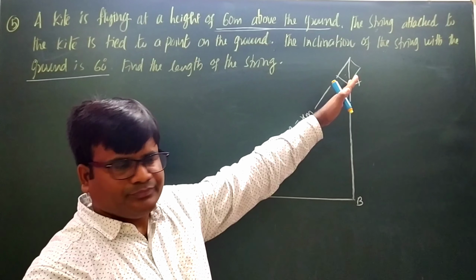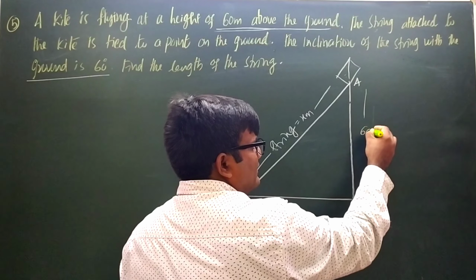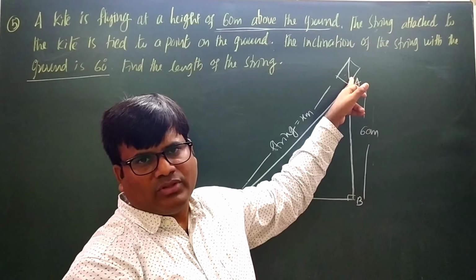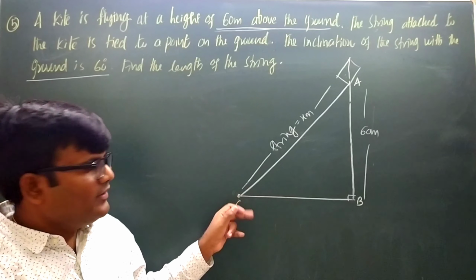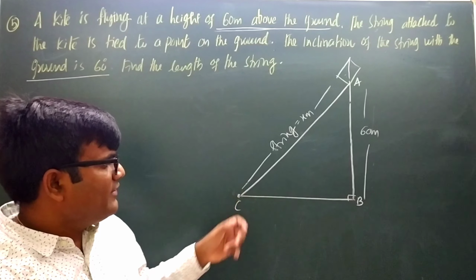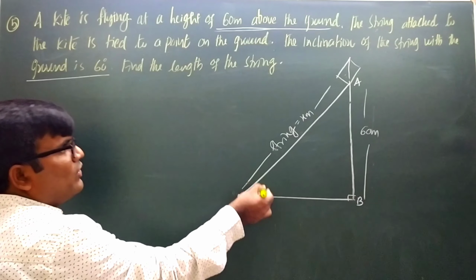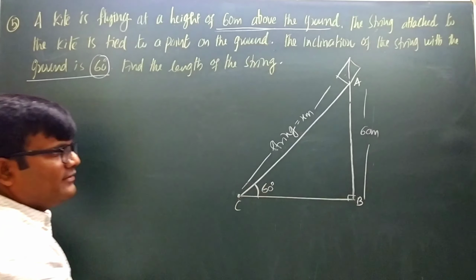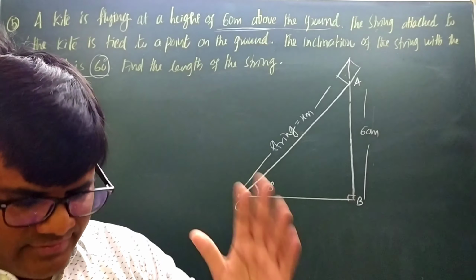The kite is flying. How many meters above the ground? 60 meters. So the kite is flying 60 meters above the ground. Now the string is tied on the ground at the point I am taking, that is C. So the string is tied here. The inclined angle, the angle between the string and the ground, is 60 degrees. Find the length of the string. Simple question.